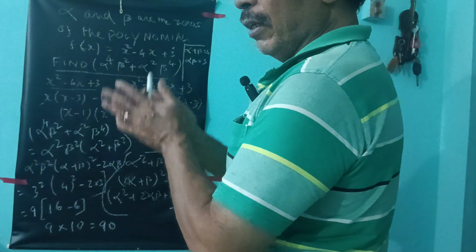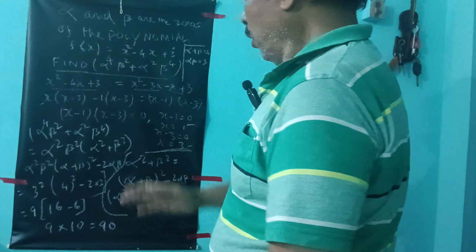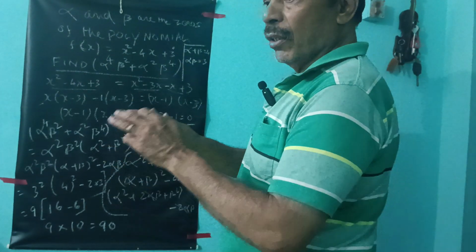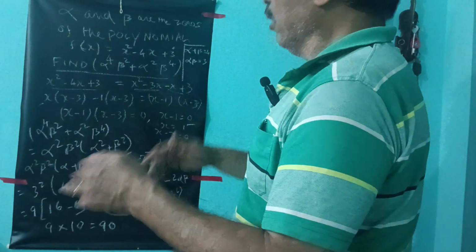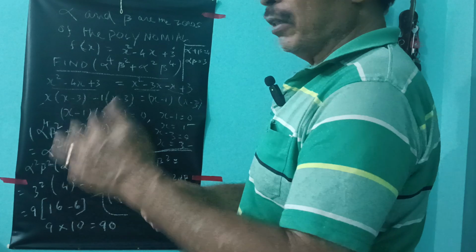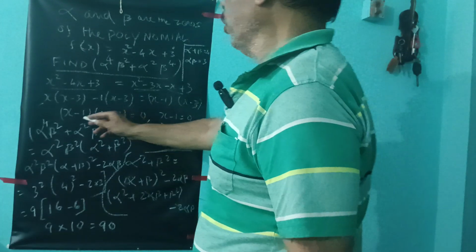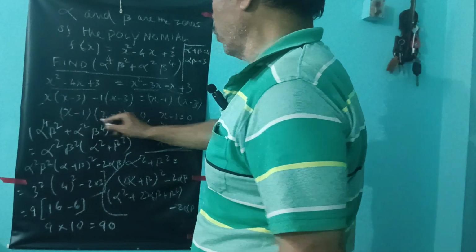That is, see, there is a procedure how to do it. First, write the equation, factorize it, find the zeros, then do the next problem. Okay, these are the steps. So now we have come to the step of finding the zeros.